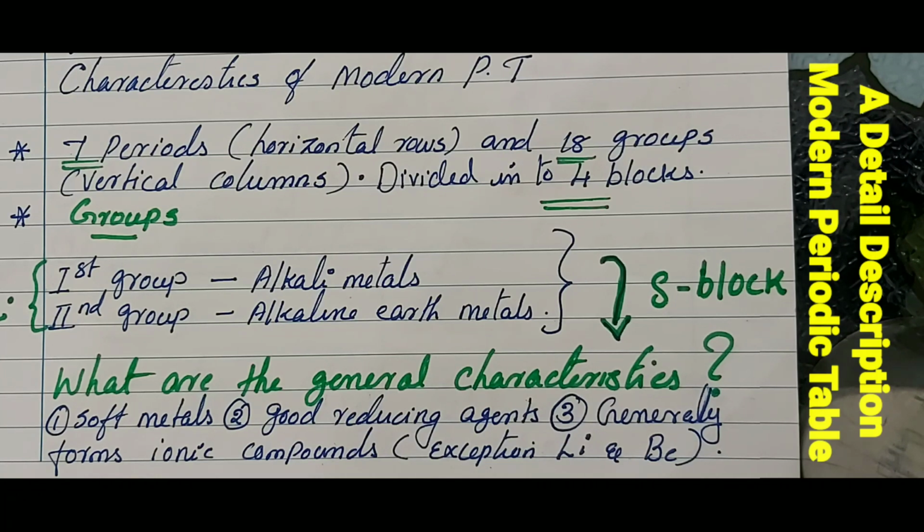Generally, these two group metals are soft metals. You know that sodium, lithium and all, we can cut with a knife. Potassium, we can cut with a knife. Second point, they are very good reducing agents. Reducing agents are substances which brings reduction but itself get oxidized.